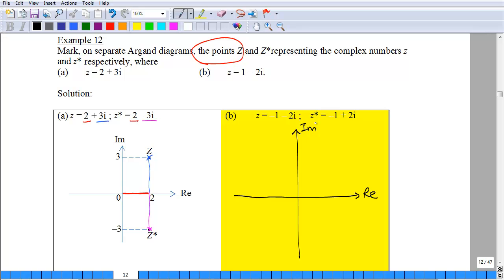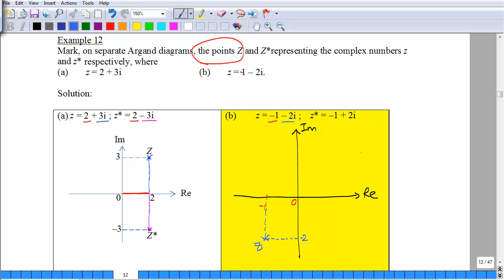Now take note that in this question we have a printing error, so please insert a -1 here. Z equals -1 minus 2i now. Because of the -1, I will go 1 unit to the left from the origin, and because of the -2i here, I know I have to go downwards by 2 units. So this point will represent z.